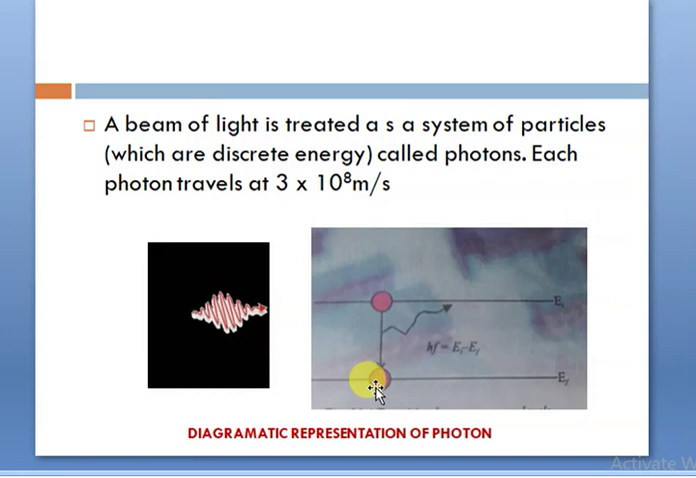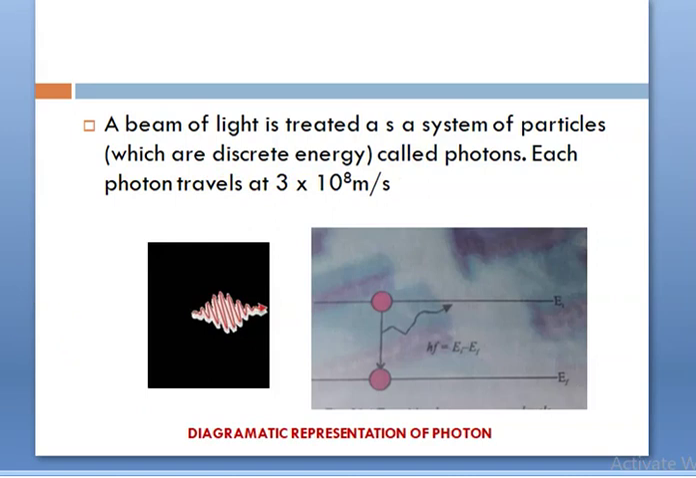For example, you excite them by making them gain speed. You find out that this electron moves from one energy level to another, and as they do so, a photon is being emitted in the form of electromagnetic radiation. So you can see your photon. And I said a beam of light is treated as a system of particles which are discrete energy called photon. And each photon travels with the speed of light. We'll still see that later.